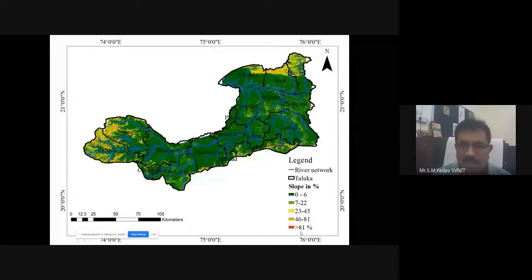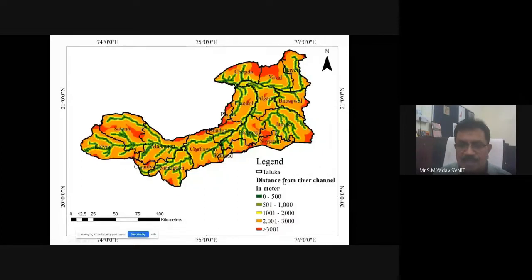This is the distance from river map, which you can see here: 0 to 500, 501 to 1000, 1001 to 2000, 2001 to 3000, and more than 3001. So this is the second factor for which this map is generated.